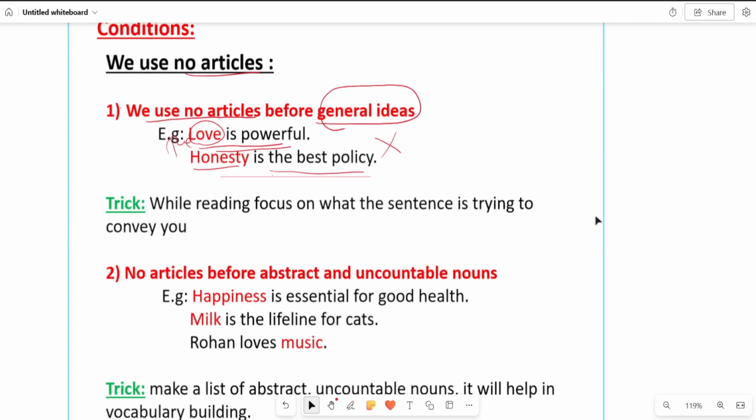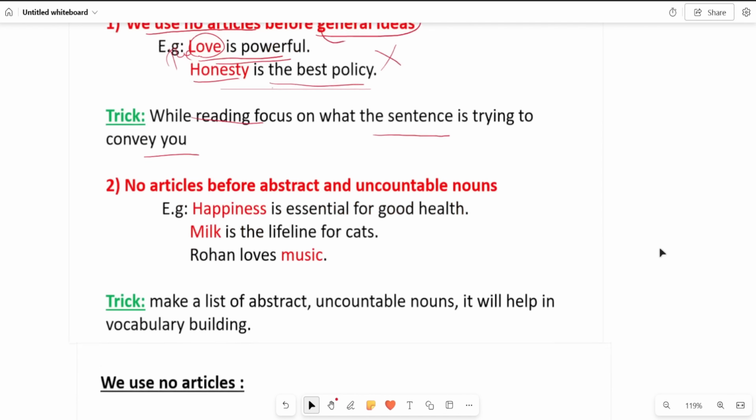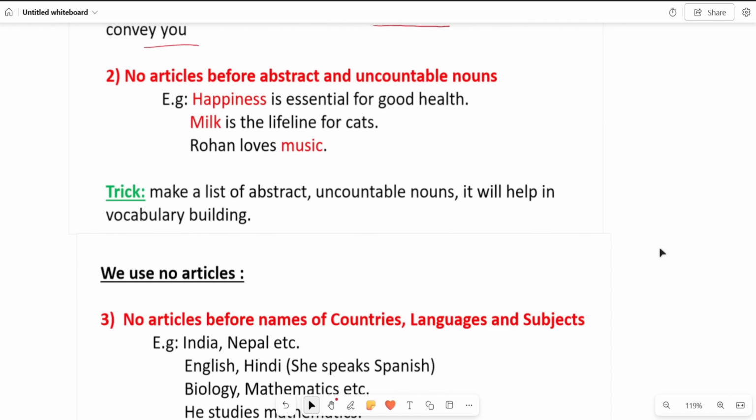That is the first point. And what could be the trick here? While reading we have to focus on sentences, what they are trying to convey to us. That is what we have to understand while reading only, so it will not be burdensome for us. Then the second rule is, we use no article before abstract and uncountable nouns.